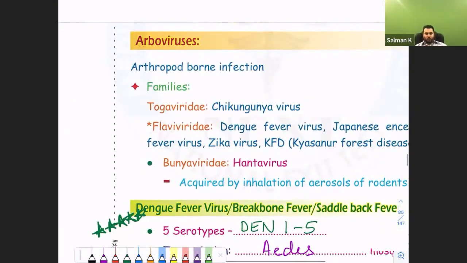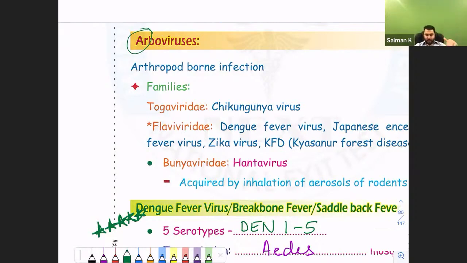Now, arbovirus. The next virus in this list is which one? Arbovirus. Now, what are you supposed to know with the arbovirus? Arthropod-borne viruses. Okay. Arthropod-borne viruses, meaning some insects are involved in spreading these diseases. Okay.